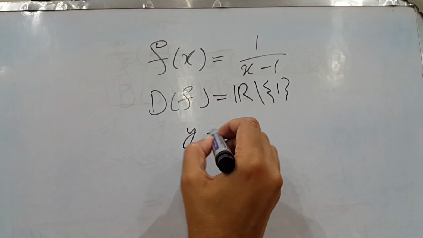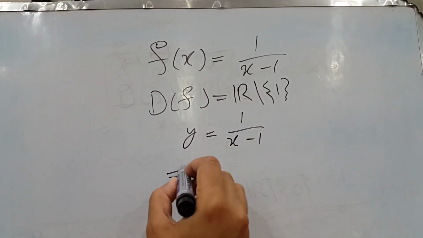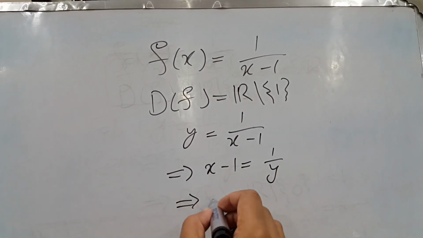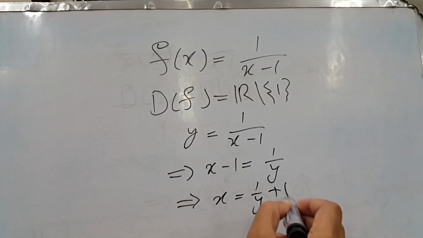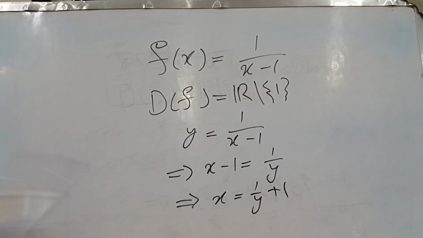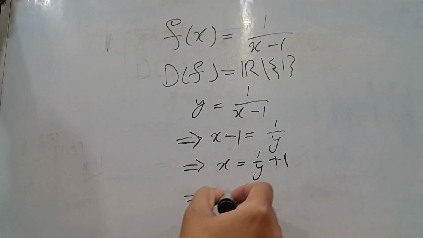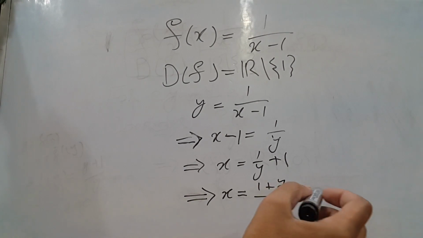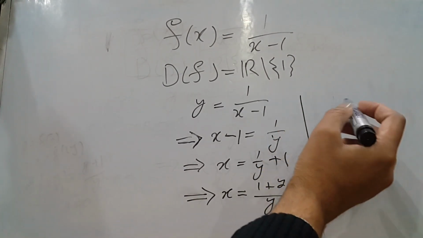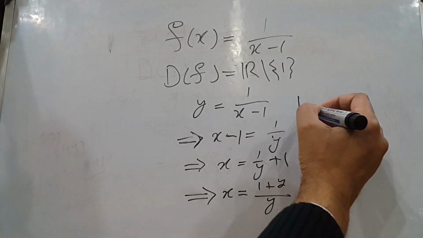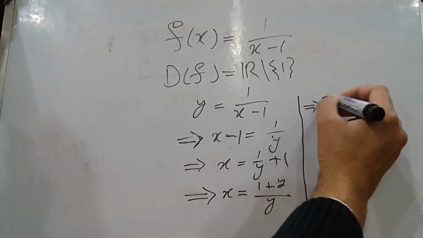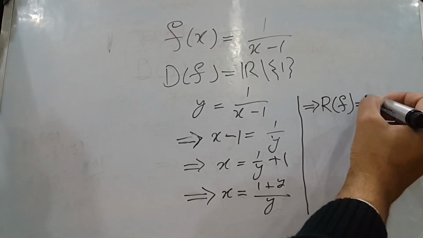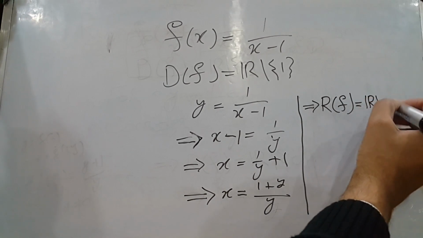Now we find the range of this function. For the range we consider y equal to 1 over x minus 1, so x minus 1 is equal to 1 over y, and this implies x is equal to 1 over y plus 1. Take the LCM, you get x equal to 1 plus y over y. Since y is in the denominator, we don't get 0 in the range. So we exclude 0 from the range. The range of f is equal to the set of all real numbers minus 0.